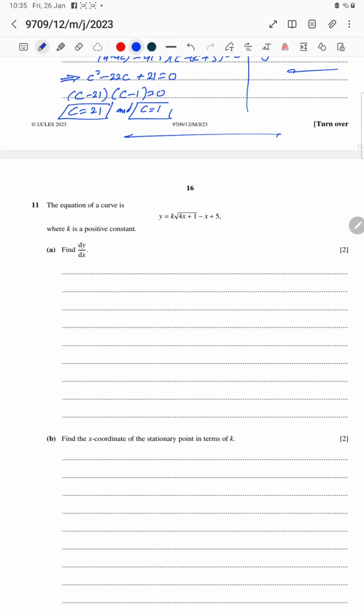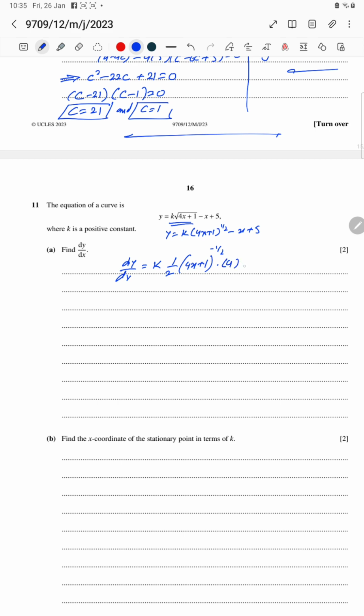The equation of the curve is this. Find dy by dx, it is so simple. So dy by dx is equal to k times the first, right, power. Make one less from the power, because this expression y equals k can be written as (4x + 1)^(1/2) minus x plus 5. And k times, differentiate a function, it gives me 4.